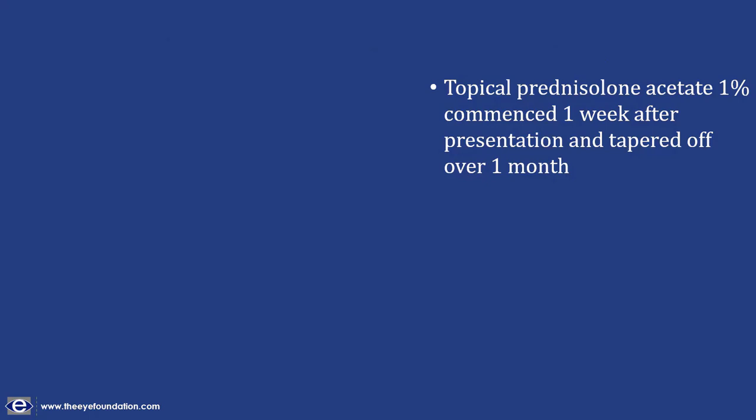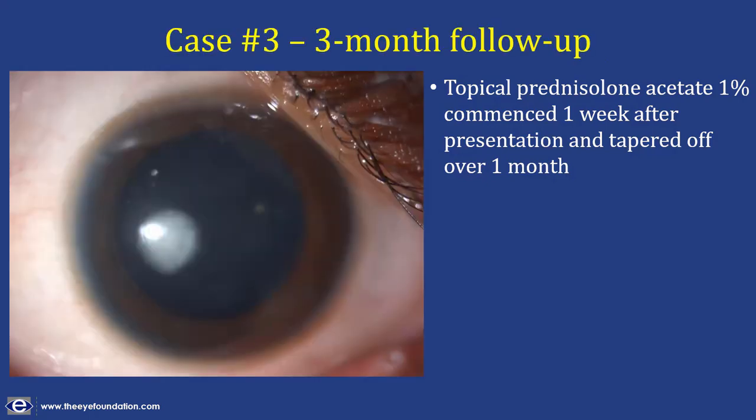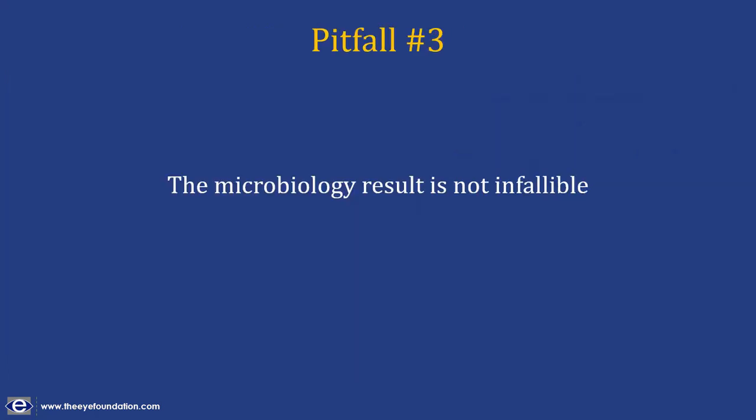We, in fact, went on to start topical steroids, which were then tapered off over the next month. And at the 3-month follow-up, you can see that this has completely healed with scarring paracentral to the visual axis, patient retaining a best corrected vision of 6/6 with a 1.5 diopter cylinder. So the pitfall here is that the microbiology result is not always infallible. There are times when things can go wrong with the reports, and it's often important to correlate this clinically.